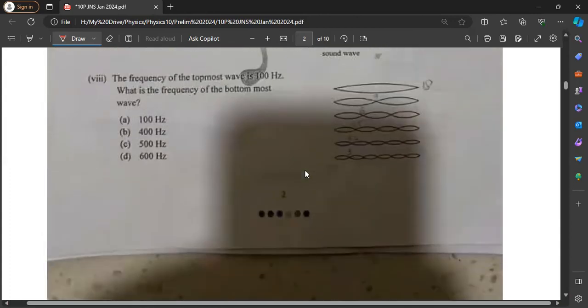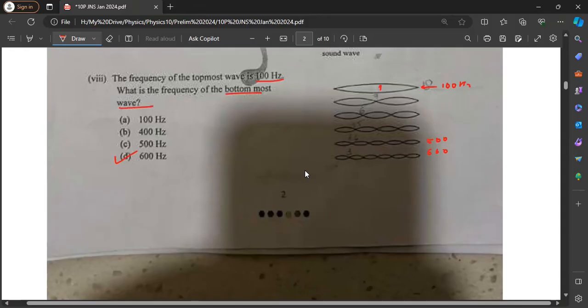This one also was very easy. So this is 100 hertz. So there is one loop over here. There are 2 loops, so that will be 200, 300, 400, 500 and 600. So this is the answer, the bottommost wave.